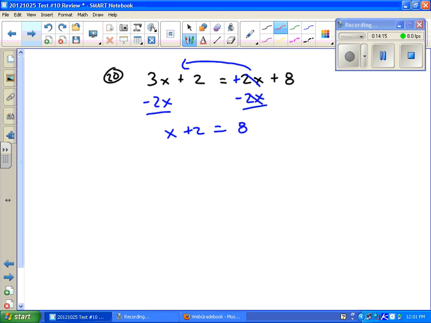Then get rid of your plus 2 by subtracting 2. Subtract it over there, you have to subtract it over here. You're left with x, since these are going to cancel out, equals negative 8 minus 2 is negative 10.